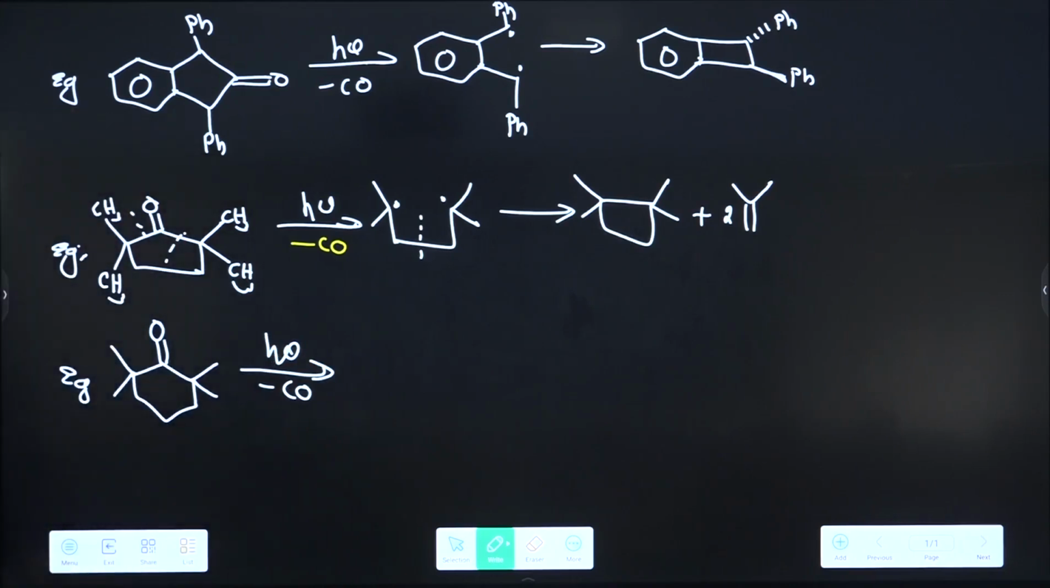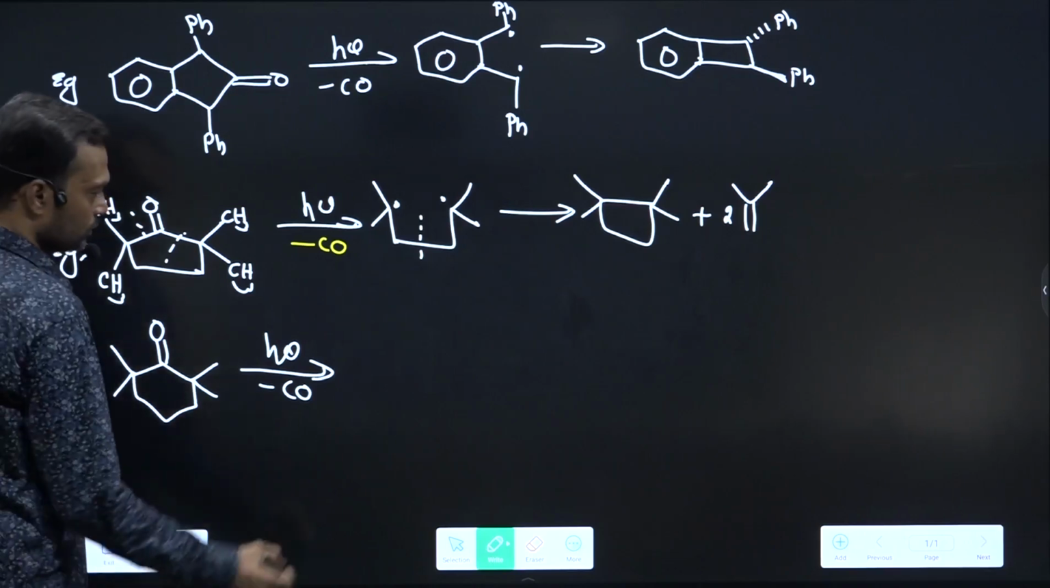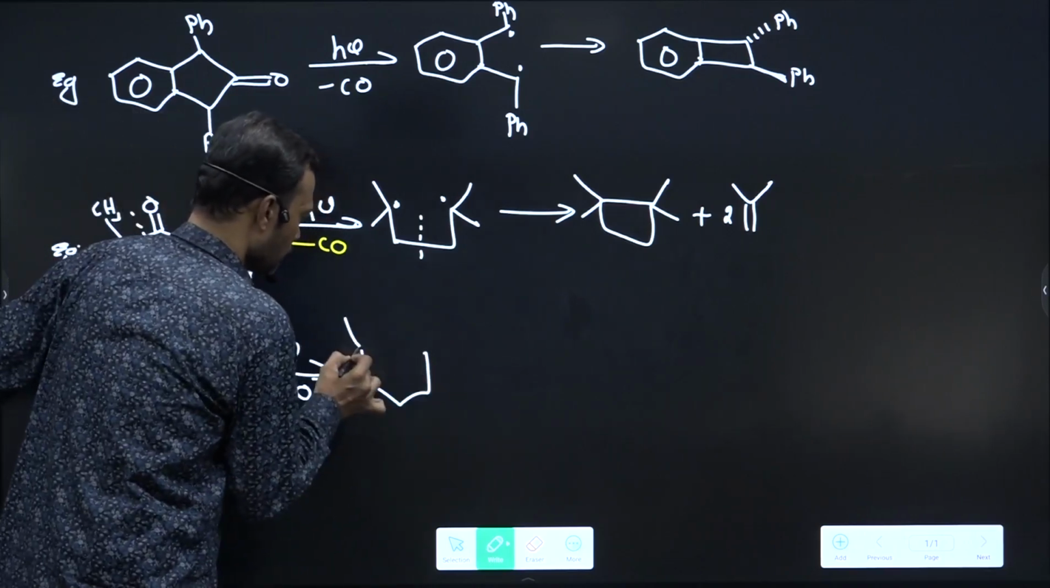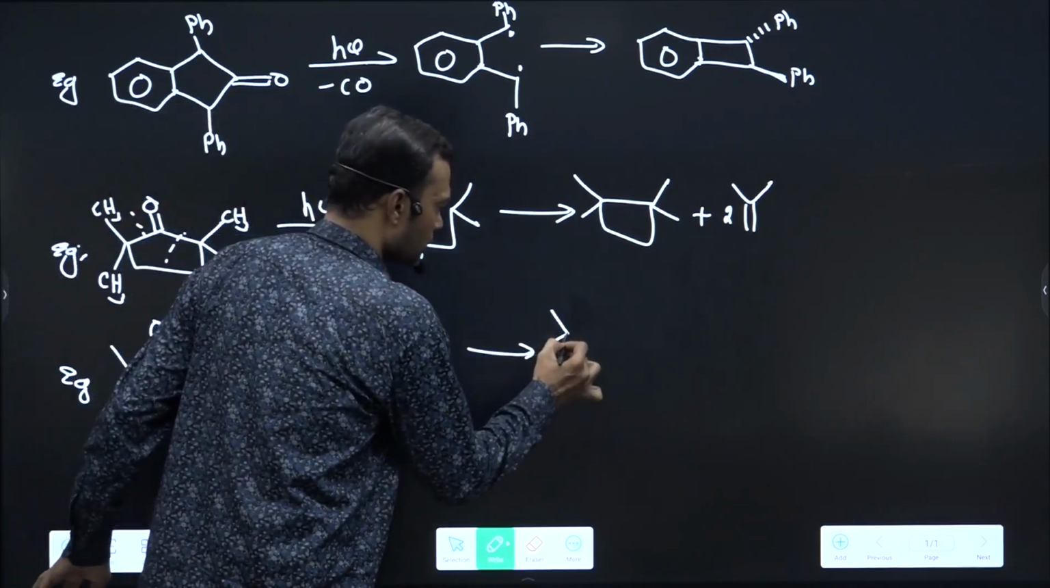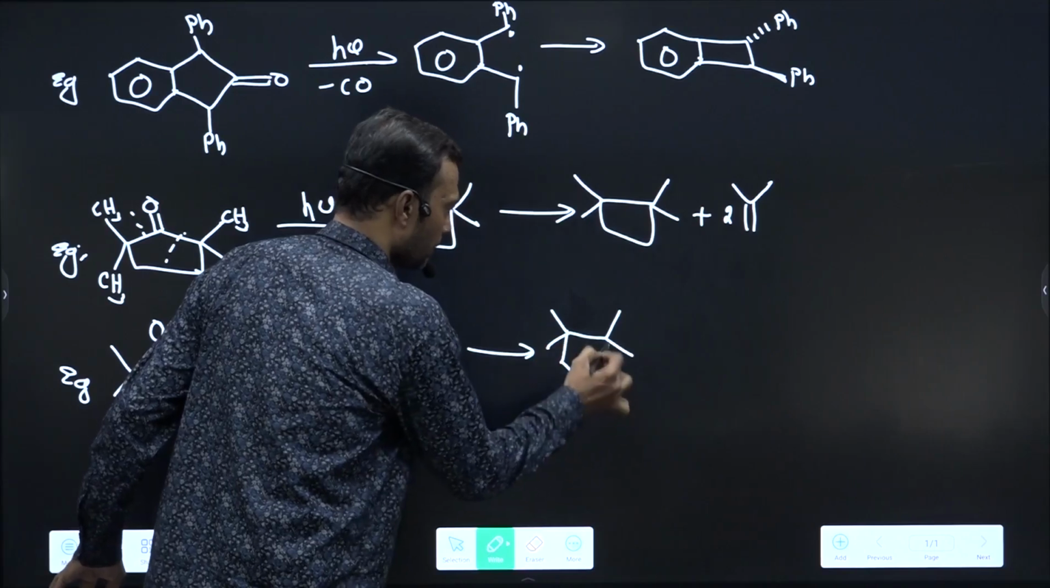Photochemically, what is your answer? They won't give CO. Physical state is not mentioned, means gaseous state. So first you need to create a biradical. Now this biradical undergoes cyclization. You may get a 5-membered ring.